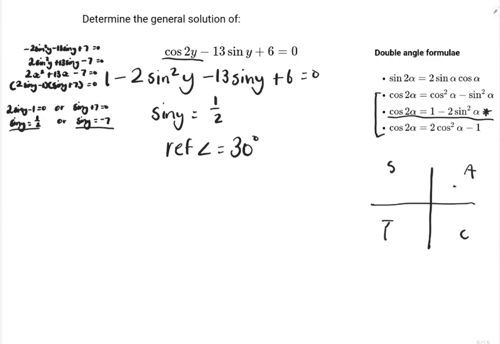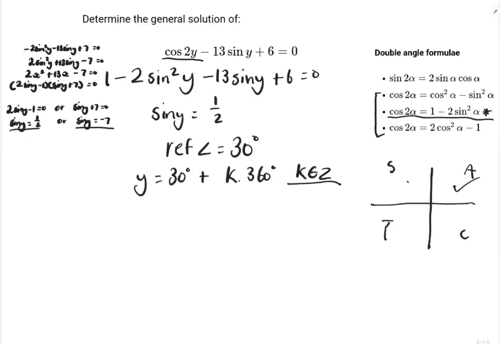It's going to be positive here and here, but here we already dealt with it. It's going to be 30. So our first solution would be 30 degrees plus k dot 360 degrees, k is an element of Z. Remember, once you state it once, you don't have to state it again.